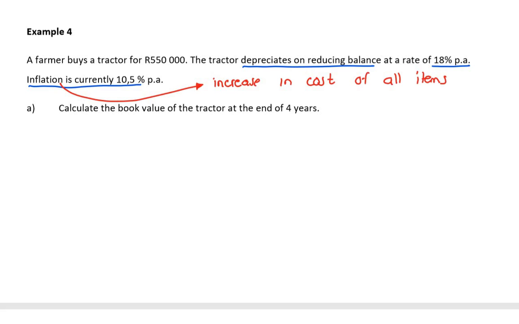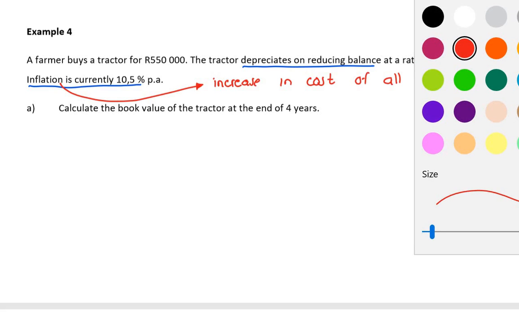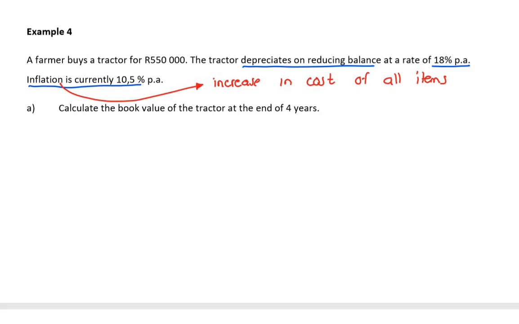So let's look at these questions. The first question says, calculate the book value of the tractor at the end of 4 years. So it was reducing balance. Please just be careful to always pick the right formula, because they're very strict. If you pick the wrong formula, they often stop marking. So 550,000 minus 18%, and for 4 years. Now, if you don't get a number smaller than 550,000, we definitely made a mistake, because this is depreciation.